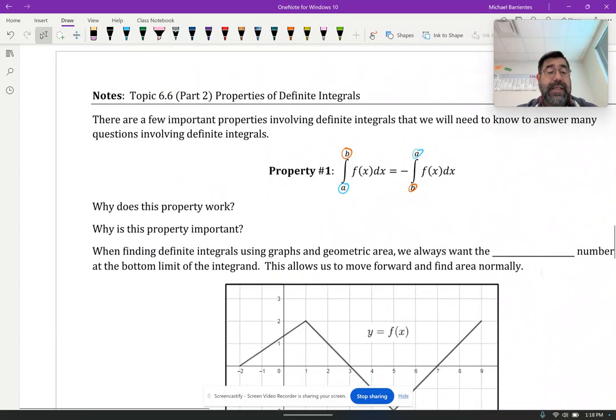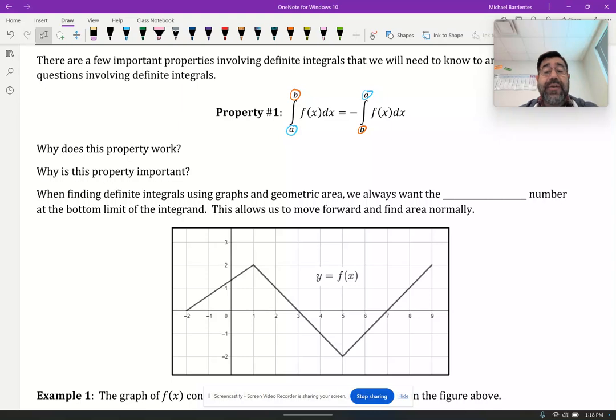And then why is it important? Well, it's important because we usually try to find definite integrals by starting with the smaller number on the bottom of the limit of the integrand. One of the reasons why we want to start with the smaller number on the bottom is because we want to go from left to right, so that we can find the area in a normal manner. So if you think of it that way, if my b value is the larger value, and I'm starting from the larger value to the smaller value, well, then I'm going backwards. And if I'm going backwards, well, then I have to have an opposite accumulation.